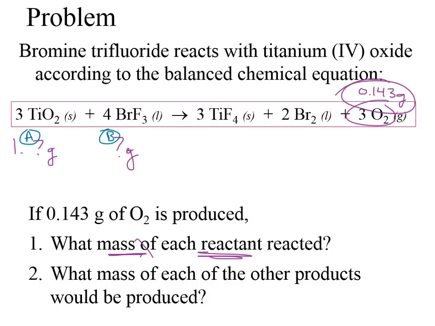And problem number 2. Okay. Again, it goes to the 0.143 grams of O2 produced. What mass of each of the other products would be produced? So for problem number 2A, we're going for the grams of TiF4. And for problem number 2B, we're going for the grams of Br2. So there are definitely 4 problems there.